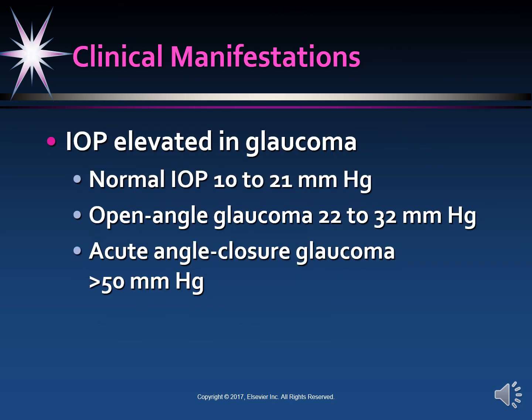So we talked about the normal intraocular pressure of 10 to 21 millimeters of mercury. With open-angle glaucoma, you're going to see elevated levels, and then with the acute angle closure, extremely elevated levels greater than 50, and again, we're concerned about that irreversible damage to the optic nerve.